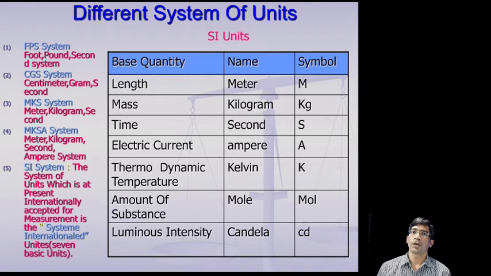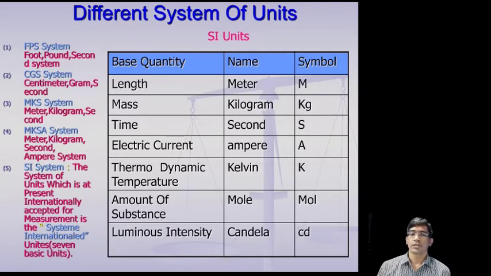So we have so many physical quantities. To express their units, sometimes for one quantity we can have so many units. Suppose we take force, then force has the unit kilogram meter per second square. In the same way, for force we also take the Newton or the dyne unit. So the SI system is the system of units which is at present internationally accepted for measurement, the system international units. There are 7 basic units.